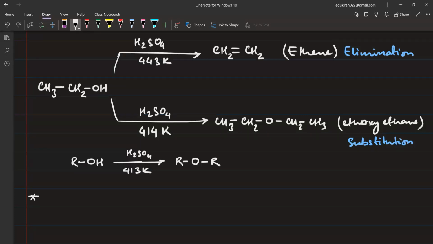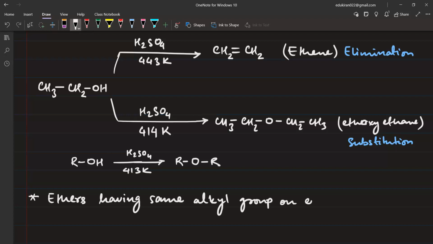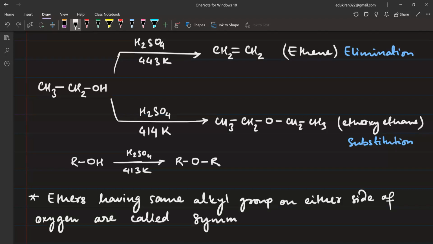Write its definition first. Ethers having the same alkyl group on either side of oxygen are called symmetrical ethers.